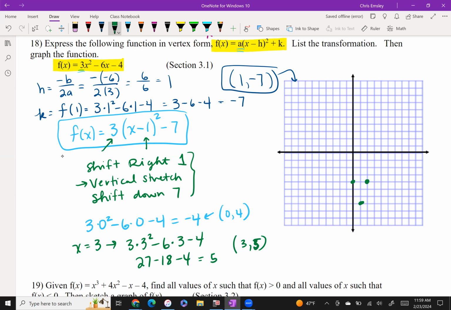1, 2, 3. And again, because of that axis of symmetry, I know there's always got to be another point on the other side of the vertex, and that definitely gives us enough points to sketch out a nice parabola for our quadratic function.